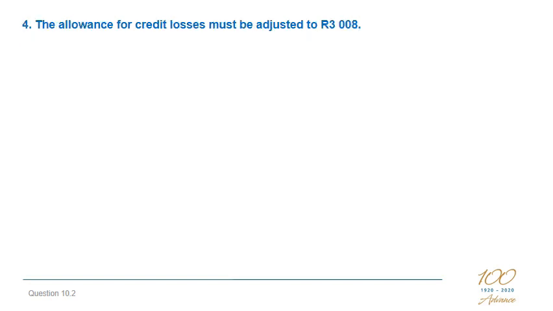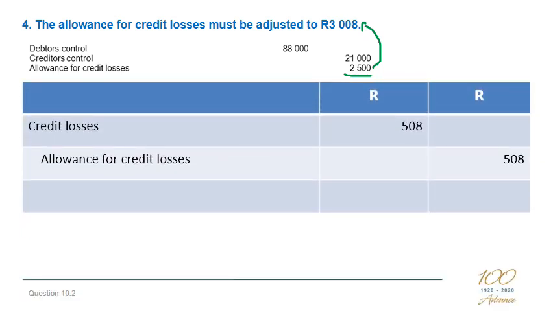In number 4, they tell us that the allowance for credit losses must be adjusted to 3,008 Rand. Now we need to determine what is the current balance in the allowance for credit losses. And we see that we have 2,500 Rand as our current contra asset. What do I need to adjust 2,500 Rand with to get it to add up to 3,008? I need an adjusting entry of 508 Rand. So I will increase the allowance for credit losses. So the increase is on the credit side. Corresponding debit in my credit losses expense account.